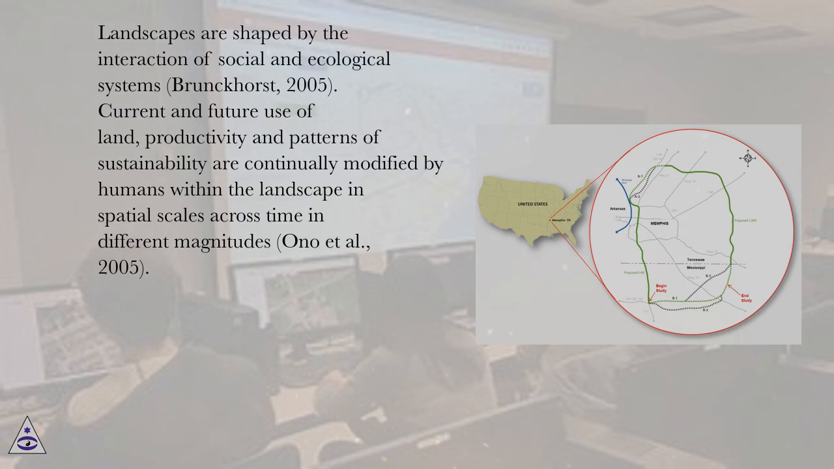Landscapes are shaped by the interaction of social and ecological systems, Brunkhorst, 2005. Current and future use of land, productivity and patterns of sustainability are continually modified by humans within the landscape in spatial scales across time in different magnitudes, Ono et al., 2005.